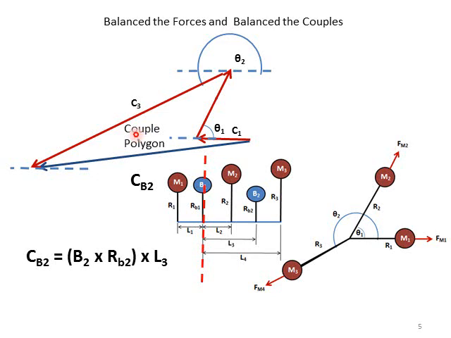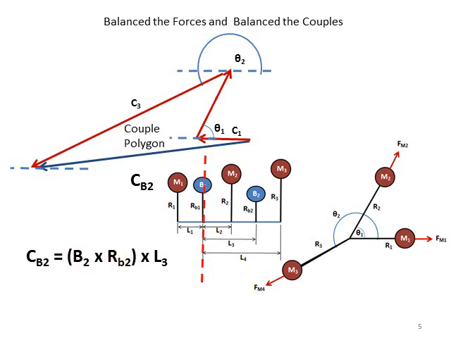So to close the polygon, we will draw an arrow which will meet the tail of the first arrow and the end of the last arrow, and the magnitude of this final arrow, which is closing this polygon, represents the magnitude CB2. So by this means we will know the magnitude of couple CB2. If the magnitude of CB2 is known, then we can find the mass B2.